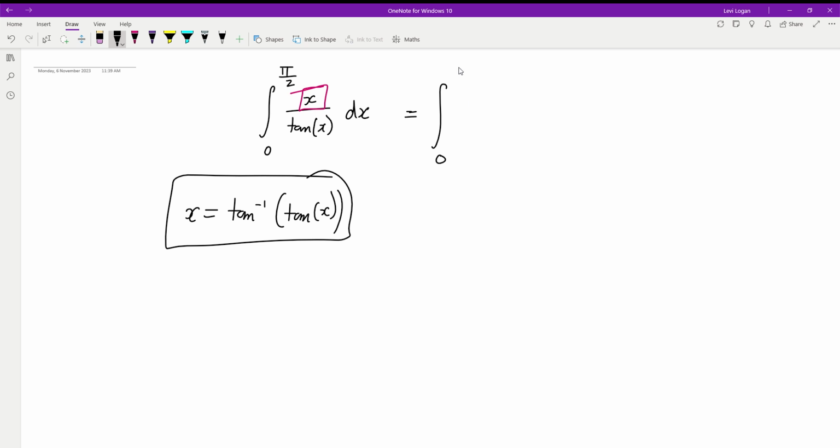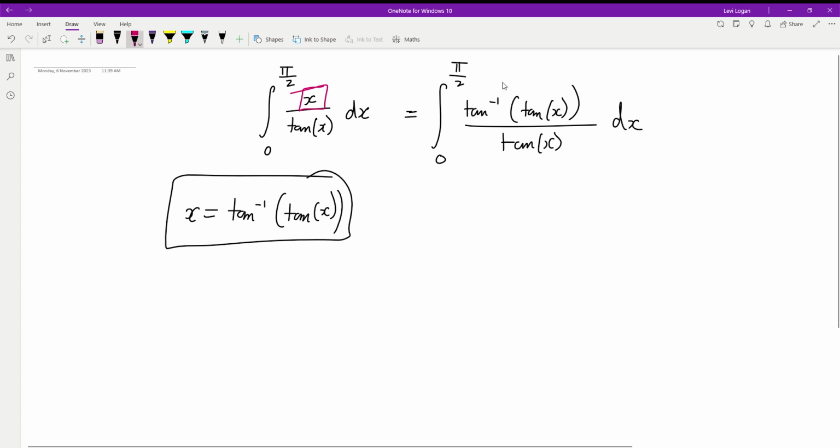So it'll be the integral from 0 to pi on 2 of tan inverse of tan x all over tan x. The reason I chose this one is that when I differentiate this with the parameter, the tan x will cancel out with the 1 over tan x, because that can be treated as a constant. So we're going to insert a parameter in here and then differentiate with respect to it.